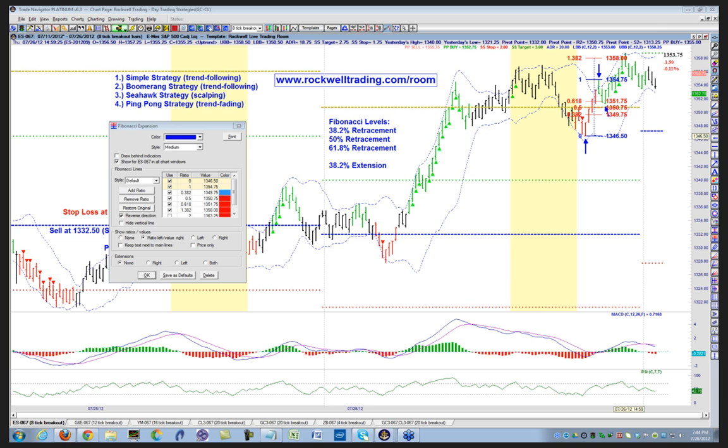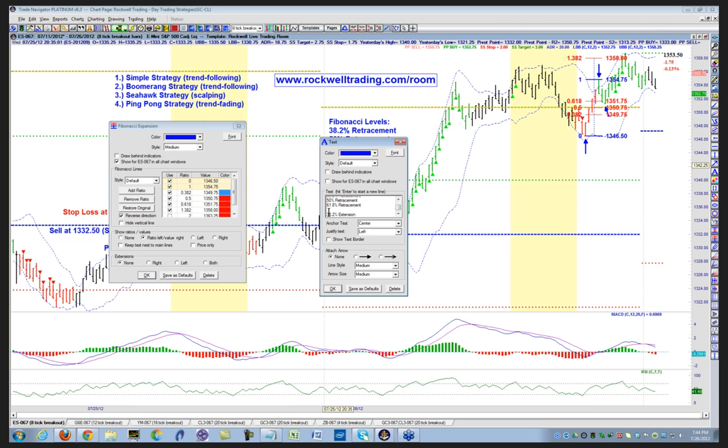Your second retracement is really 138.2. Yeah, it really depends. So the extension here is actually the 138.2 extension. To be absolutely correct, you're right. Thanks for letting me know.